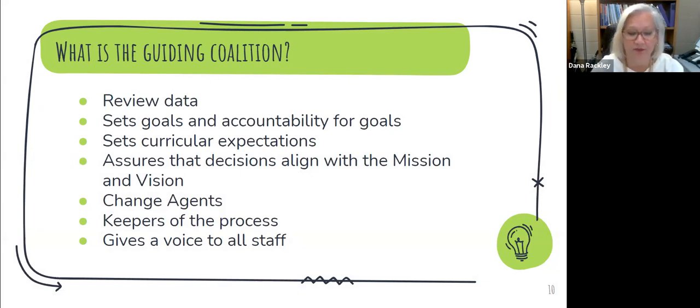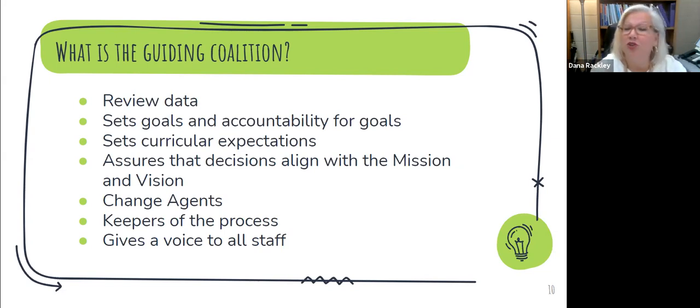Okay, so on the next screen, it talks about, well, what is the guiding coalition? What do they do? Well, they review data. They set goals and accountability for the goals, set curricular expectations. They assure that decisions align with the mission and vision, and we're going to talk more about what goes into your mission and vision. But every decision that the guiding coalition makes goes back to that mission and vision to make sure that it is aligned.